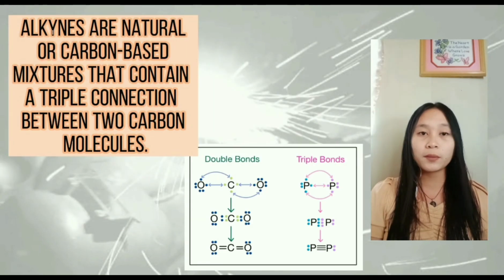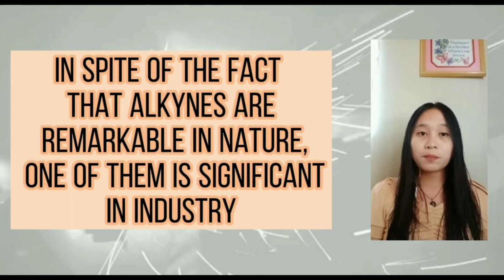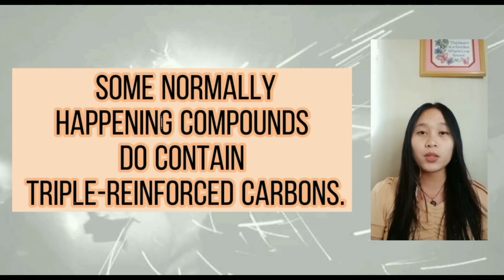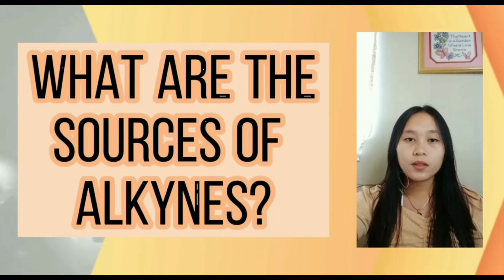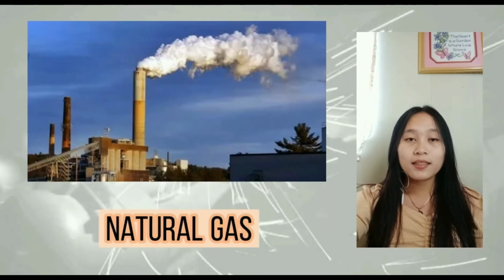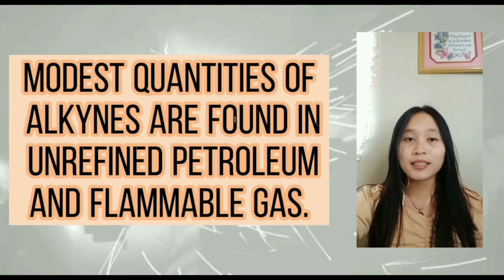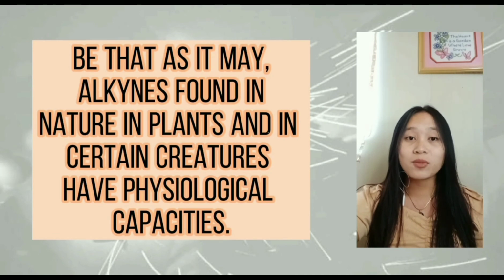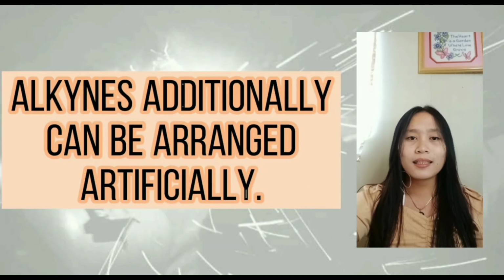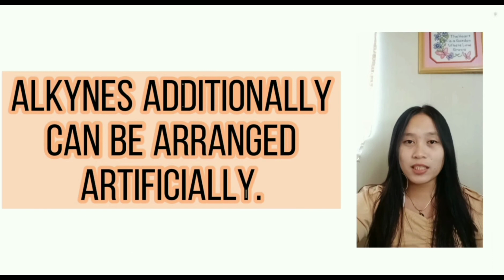Alkynes are organic or carbon-based compounds that contain a triple bond between two carbon atoms. Although alkynes are uncommon in nature and only one of them is significant in industry, some naturally occurring compounds do contain triple-bonded carbon. What are the sources of alkynes? Natural gas and petroleum are sources for alkynes. Modest quantities of alkynes are found in crude petroleum and natural gas. Alkynes found in nature in plants and in certain animals have physiological functions. Alkynes can also be prepared artificially.